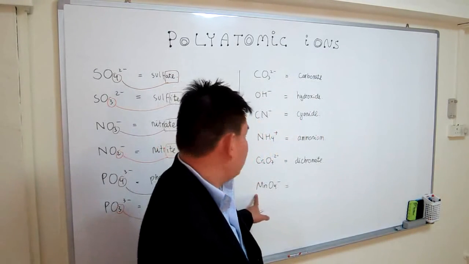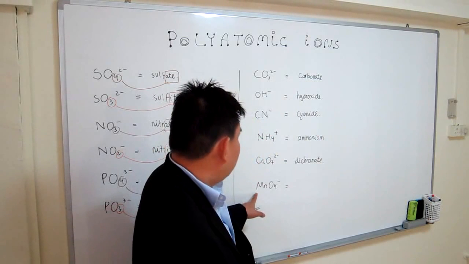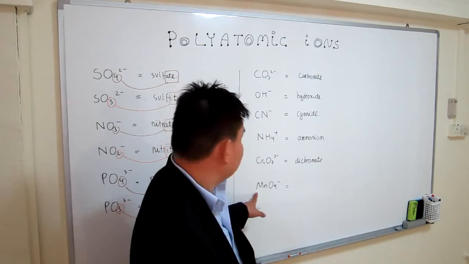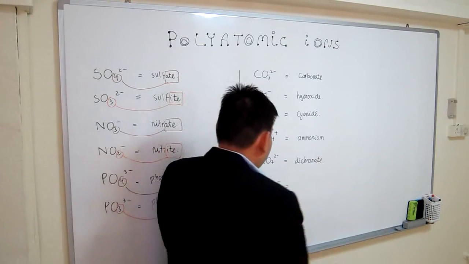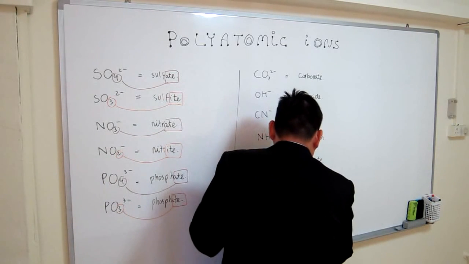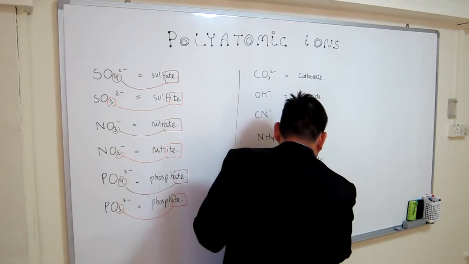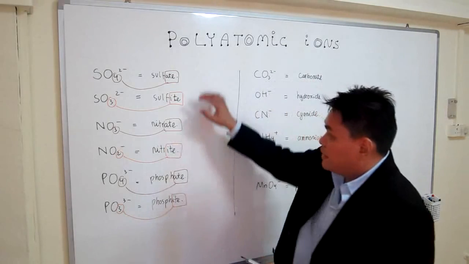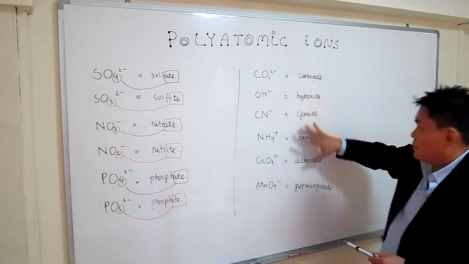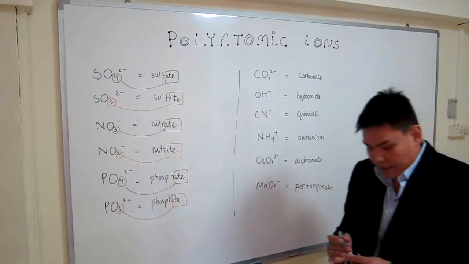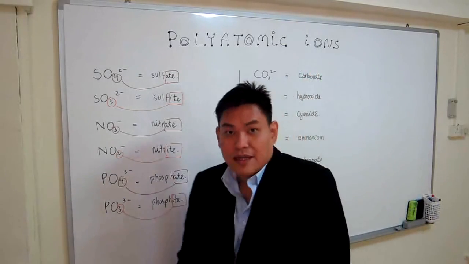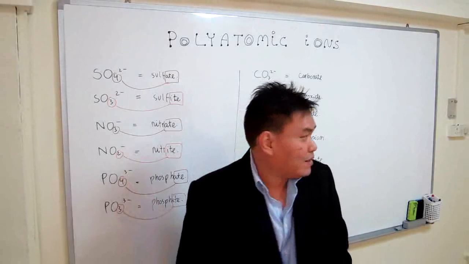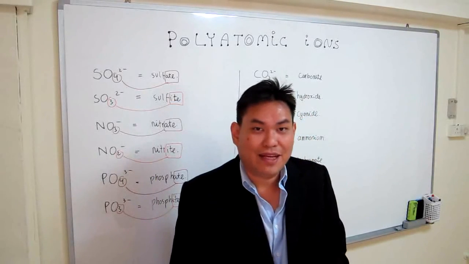Similarly, MnO4- is also a very strong oxidizing agent. The name is permanganate. So we have 6 plus 6, we have 12 commonly used polyatomic ions. These are quite common. It's good if you can memorize all of them.